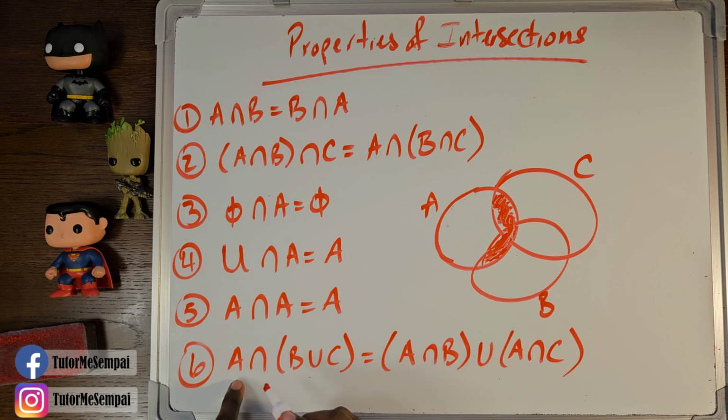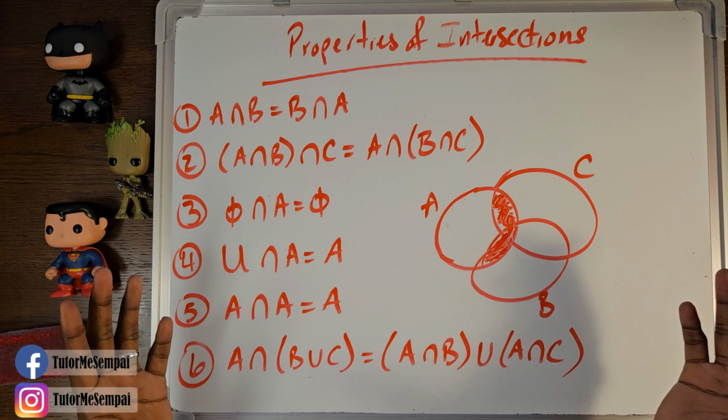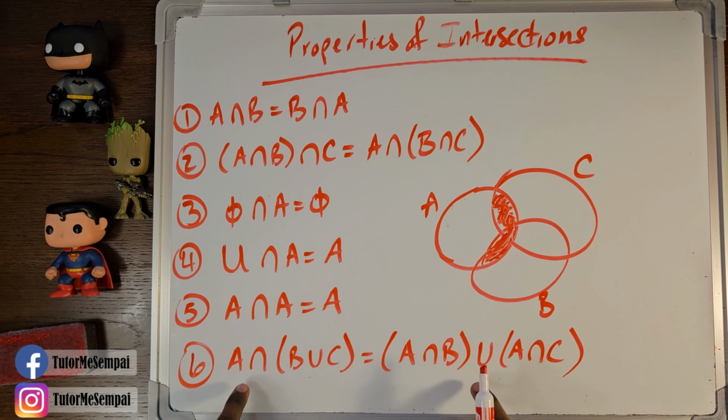So it shows you that if you have this intersection and you have this union like this, you can distribute this intersection to each of those sets and then make sure you join them together with that same union. Try it out with actual sets, with numbers or letters, whatever you want to do, and see how it works out. But here's your Venn diagram to illustrate what this looks like.